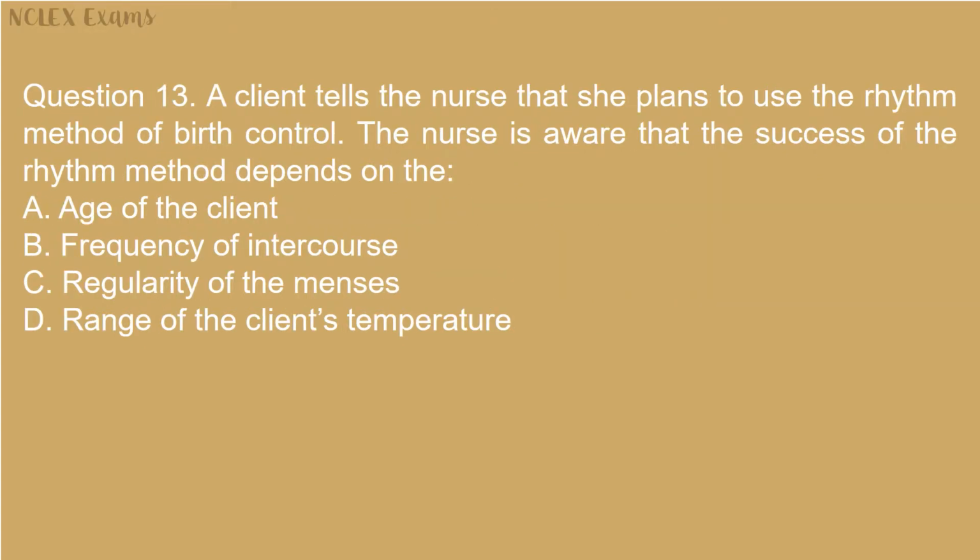Question 13. A client tells the nurse that she plans to use the rhythm method of birth control. The nurse is aware that the success of the rhythm method depends on their: A. Age of the client. B. Frequency of intercourse. C. Regularity of the menses. D. Range of the client's temperature.